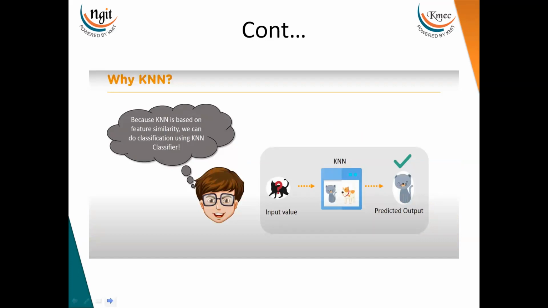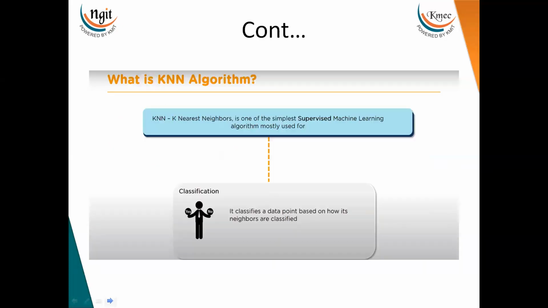KNN works on feature similarity, and according to the feature similarity, we do the classification. I hope you understood. Basically, KNN is used for classification, and here we are doing feature similarity matching. Most of the features will match one type of image, so we'll say this is a cat. If it doesn't match, we'll say it is a dog image. So we can say what exactly the KNN algorithm is: KNN is nothing but K nearest neighbor, and it is a supervised machine learning algorithm.